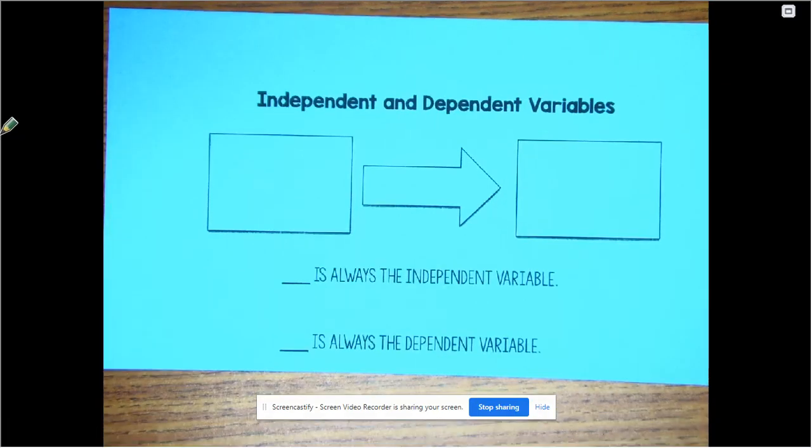Okay. We are going to be taking notes on independent and dependent variables. If you are absent, you can just write this in your notebook.